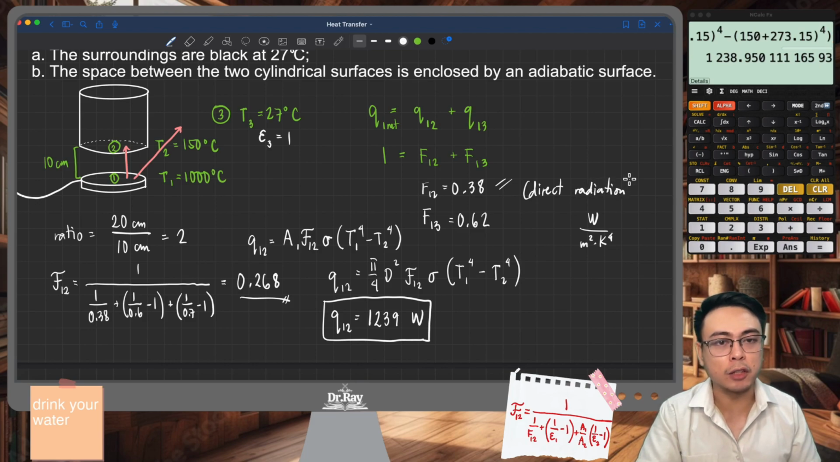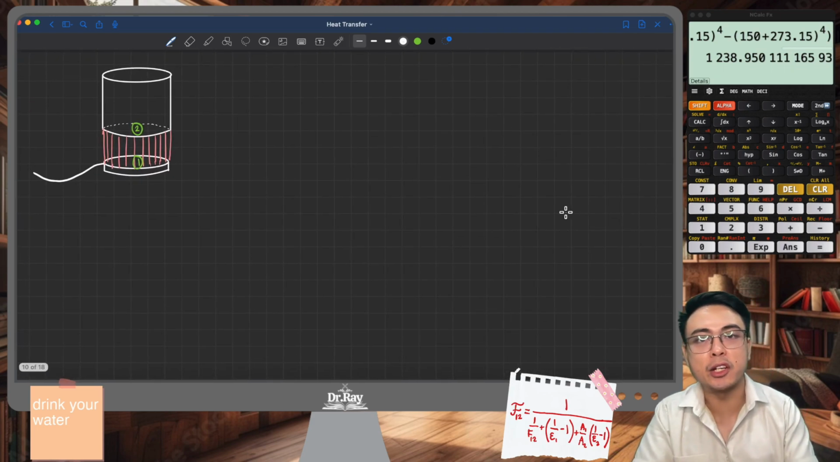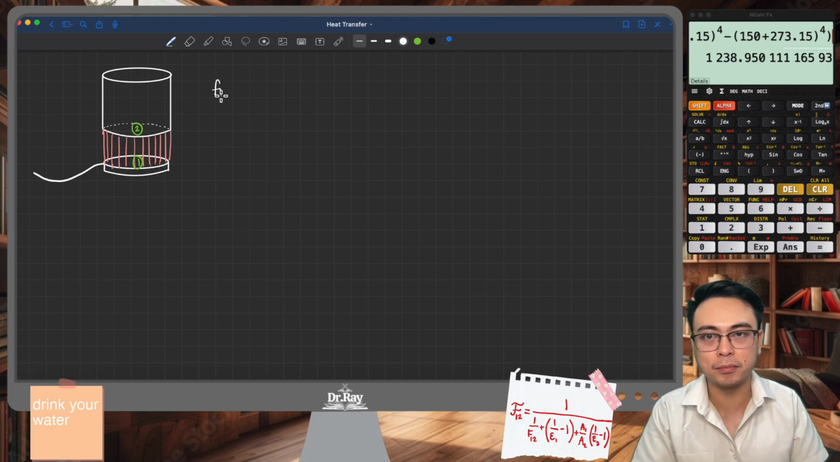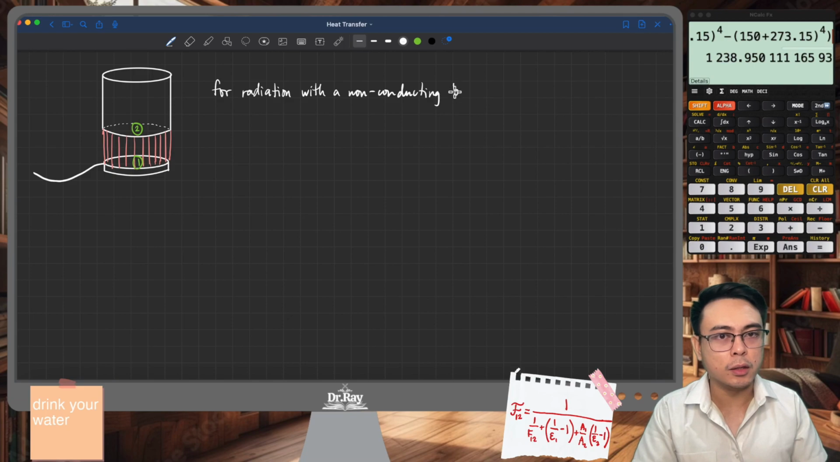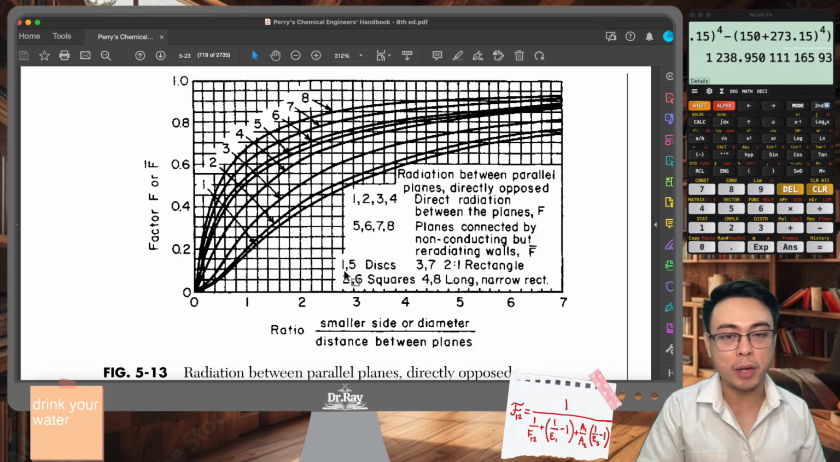Now let's reevaluate that view factor from the same figure that we used earlier for radiation with a non-conducting but re-radiating wall. Let me write it here. The re-radiating part is very important here. If you go back to the figure that we used earlier, remember how I mentioned that there are two curves for disks, that's curve 1 and curve 5. Curve 1 is for the direct radiation. Curve 5 is for planes connected by a non-conducting but re-radiating wall.